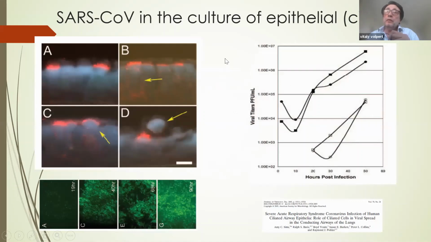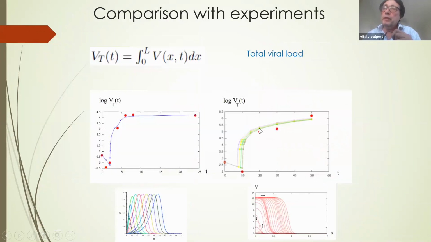Now, of course, we are all interested in this coronavirus. So this is for this coronavirus infection in the culture of epithelial cells. Epithelial cells are exactly the cells in our lungs. So they study how this viral infection propagates, coronavirus, in these epithelial cells. And what is very important in these experimental measurements is the total virus concentration shown here in the whole cell culture. And then we can compare with modeling.